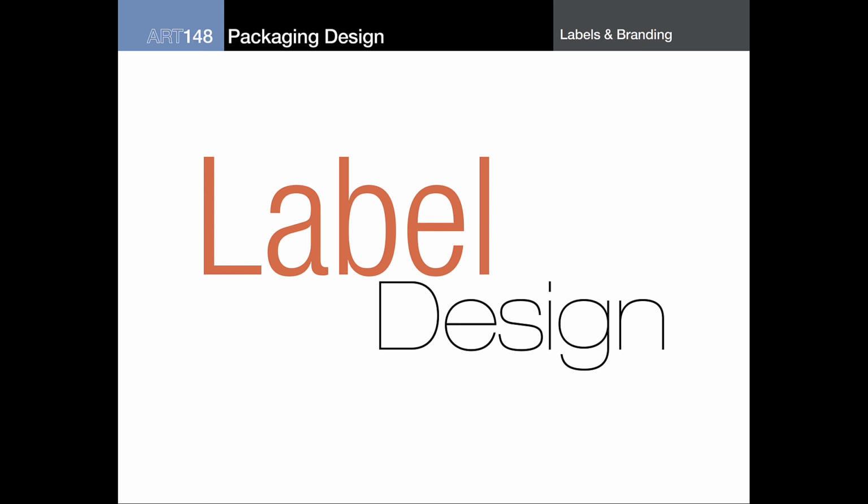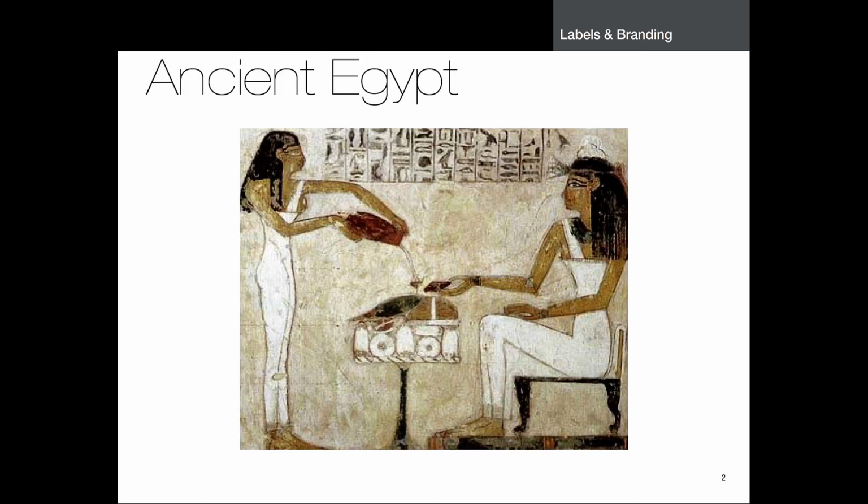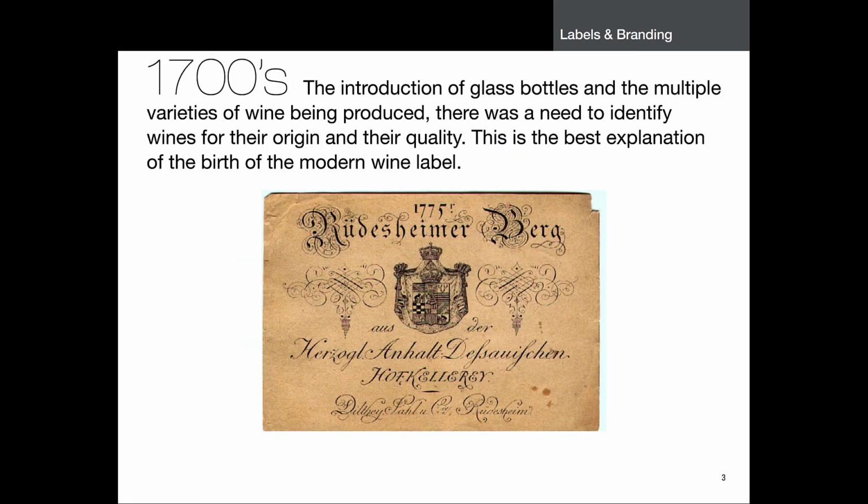Labels are a very important part of packaging. What we would consider labels, really, if you go all the way back to ancient Egypt, there needed to be a way that you could identify what was in various containers. But to get to something we would recognize as a label, really you have to jump ahead to the 1700s. With the introduction of glass bottles, and especially in the winery business, there needed to be a way to differentiate the different types of wine, the different vintages. And that's where this paper label that we would recognize today really came into usage.